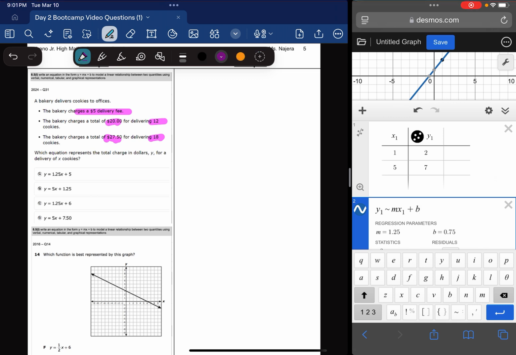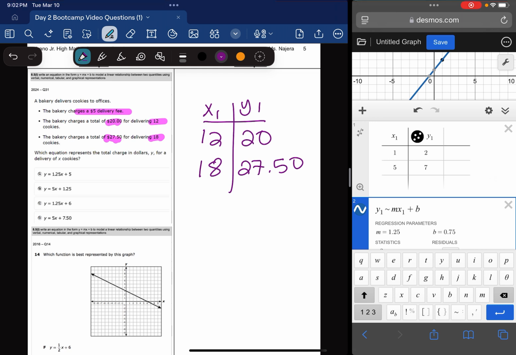Okay, so in this case, we also want to get an equation. They do give us 2 coordinates in the form of a word problem. So in this case, we have 12 and 20. 12 cookies for $20 and then 18 cookies for $27.50. So we're going to put that in Desmos in a table and then use our formula.